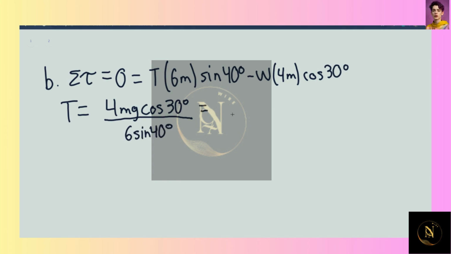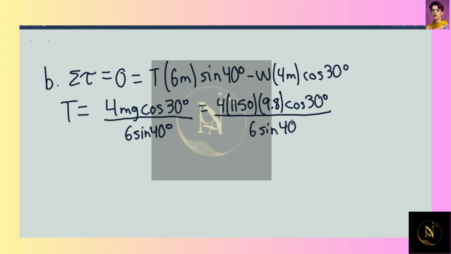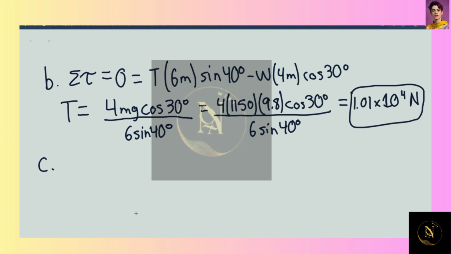So this would be equal to 4 times 1,150 kilograms times 9.8 meters per second squared times cosine of 30 degrees divided by 6 sine of 40 degrees. And we find that the magnitude of the tension force is going to be 1.01 times 10 to the 4th newtons. So this would be our answer for part B. And then for part C, they want us to find the reactionary force. So for part C, let's get a new workbook.